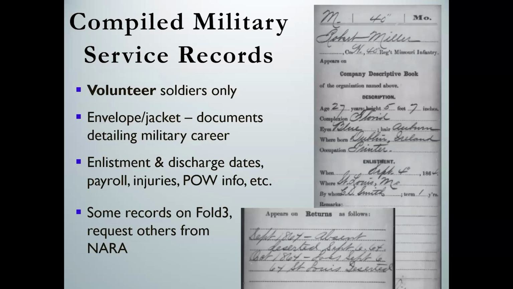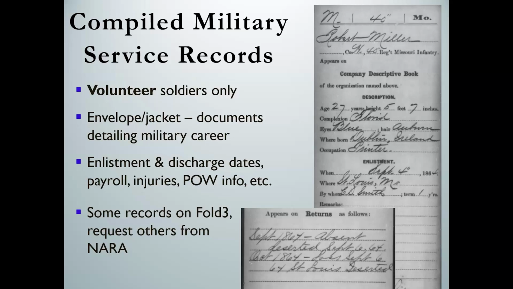This one on the screen I find kind of funny. So Robert Miller, he was in Missouri. He was 27 years old. He was 5'7", blonde, blue eyes, auburn hair. He was born in Dublin, Ireland. He was a printer by trade. And he signed up on September 4th of '64 in St. Louis. On the back of his card, September of 1864, he was absent. He deserted 2 days later on September 6th. He, I guess, figured out he got in over his head really fast.